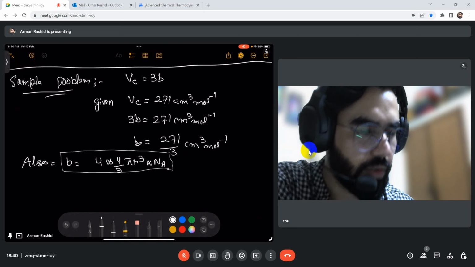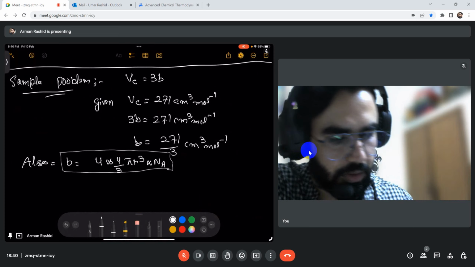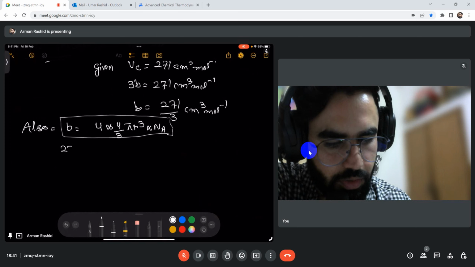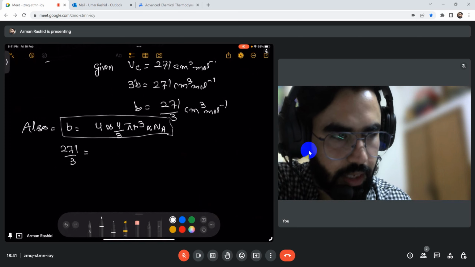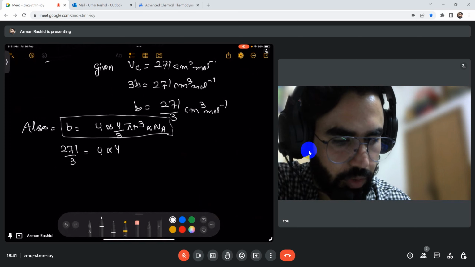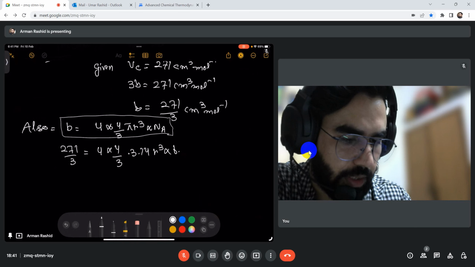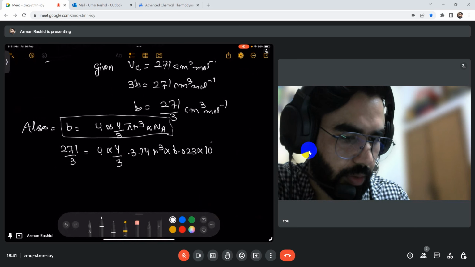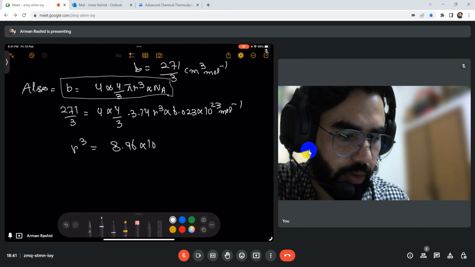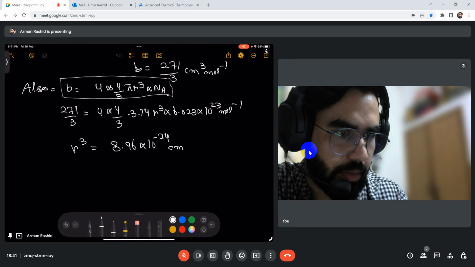This we can get from the van der Waals equation. Now we know b is 271 by 3, equal to 4 multiplied by 4 by 3 times 3.14 times radius cube multiplied by 6.023 into 10 to the power 23 per mole. From that equation we can get r cube, and if we compute this, we will get 8.96 multiplied by 10 to the power minus 24 centimeter cube.